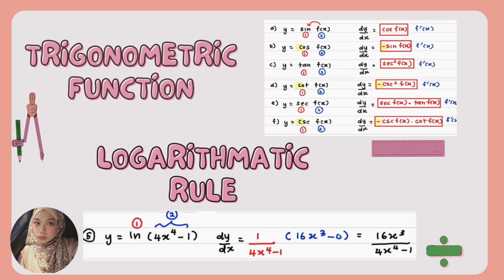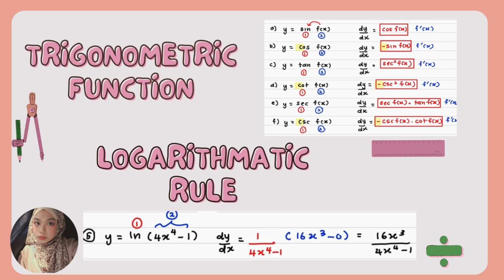For E, it will be a little bit different, but worry not, because you just have to add the tangent and you will be fine. So y is equal to sec f(x), so dy over dx is equal to sec f(x) multiplied with tangent f(x) with the first derivative of x. The same goes for F. So you can see here the formula that is given, so you can understand it better.